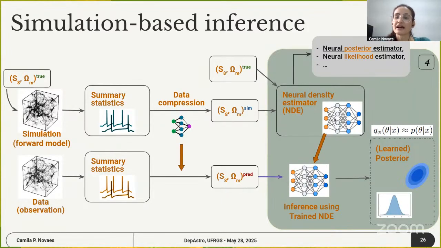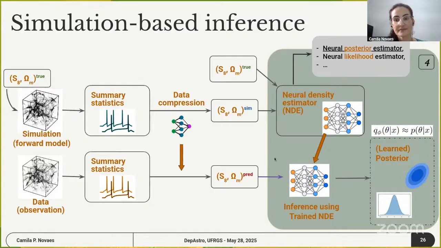So here, this neural network will compare the both of them. And the idea here is that it will learn how this data is distributed, which is the likelihood of the data. Actually, you can use different neural density estimators. For example, one that will learn the likelihood of your data. So this would be a neural likelihood estimator. But here we used a neural posterior estimator, where the neural network will learn directly the distribution of your posterior.